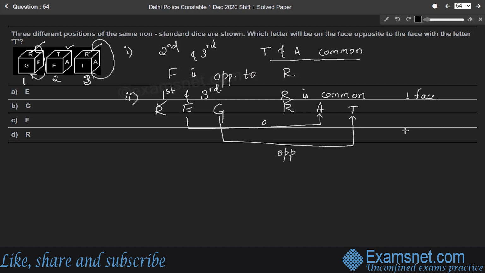Right? Therefore, E is opposite to A and G is opposite to T. Therefore, the face opposite to the face with the letter T is G. Hence, option B is the right answer.